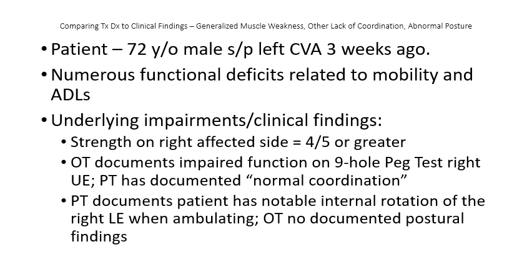Going on, PT documented that the patient had notable internal rotation of the right lower extremity when ambulating. That is an abnormal posture the patient is utilizing during gait. So that would help justify abnormal posture, and it would be better if the PT could better objectify that with a number, like a range number or something like that. OT has no documented postural findings, therefore abnormal posture cannot be used by OT.